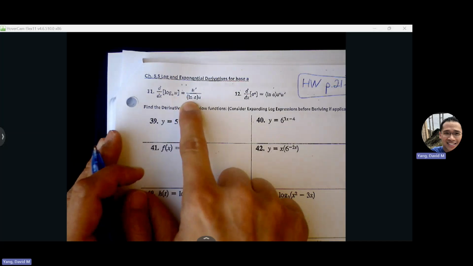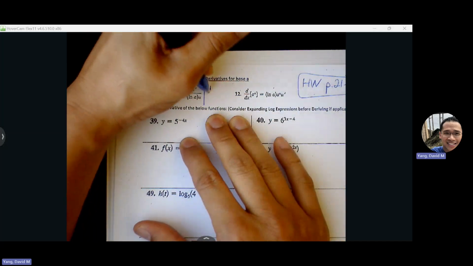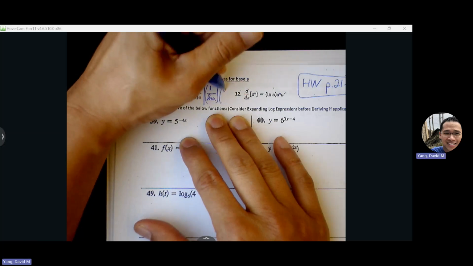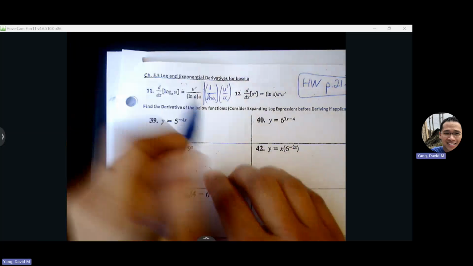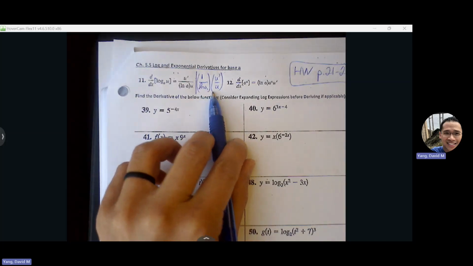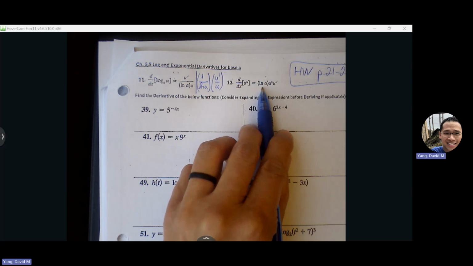So the log base a of u, I like to write it this way. If you want to write it this way, you can. I like to think of it as looking exactly like my natural log rule, just with 1 over natural log of a in front. So 1 over natural log of a times u prime over u. And then a to the u is essentially the same thing as exponential base e: the original function times the exponent's derivative, with a little bit of extra in front.